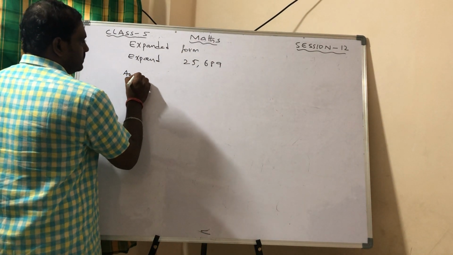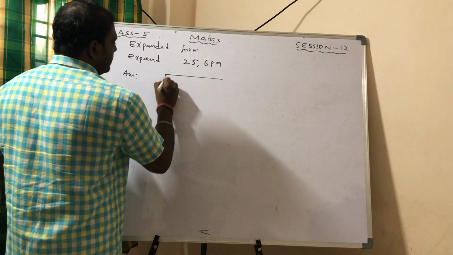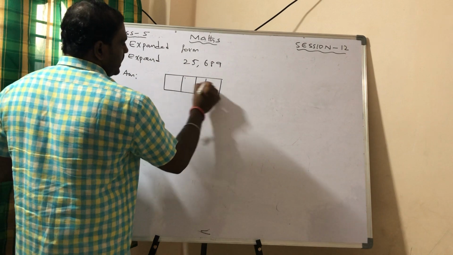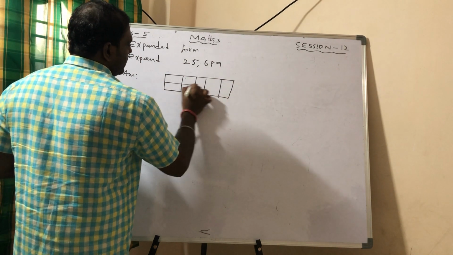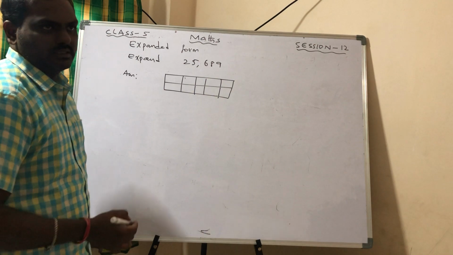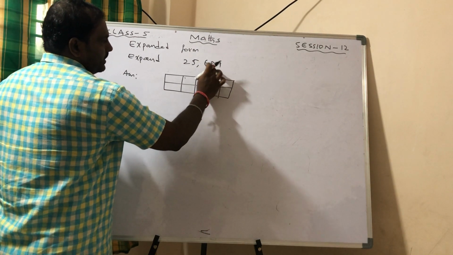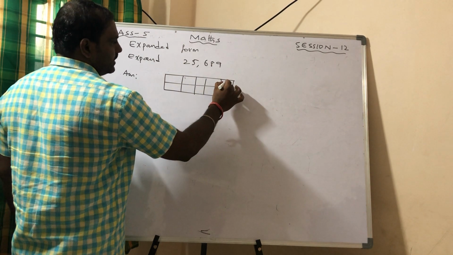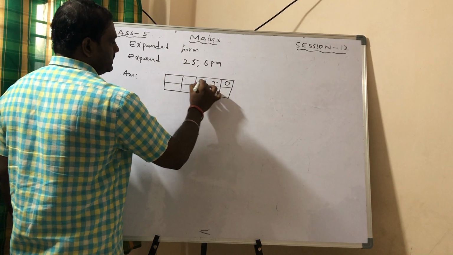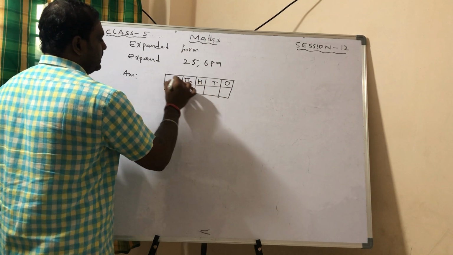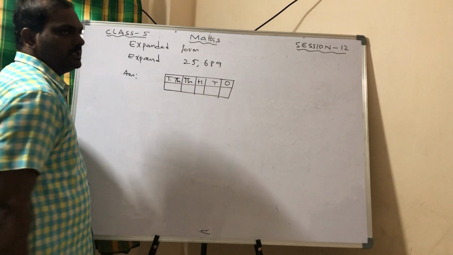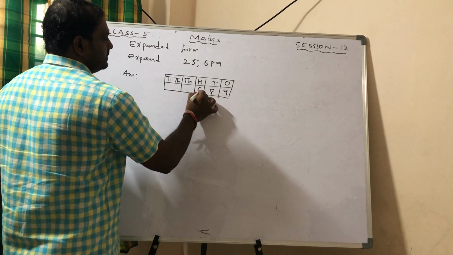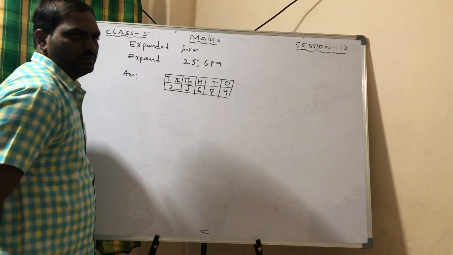Answer: how to write is, first take the number in the box. It is always better to write in the box to avoid confusion and mistakes. So how many digits are there? 1, 2, 3, 4, 5. You take 5 boxes. So after that, what do we have to write? The Indian place value system: ones, tens, hundreds, thousands, and 10,000s. Next, write the numbers: 9, 8, 6, 5, 2.